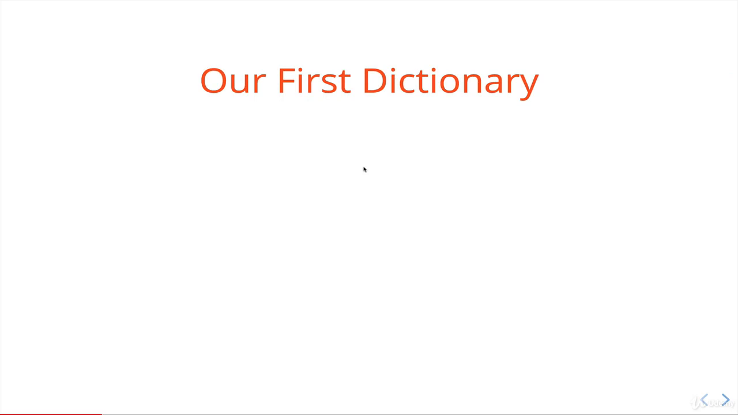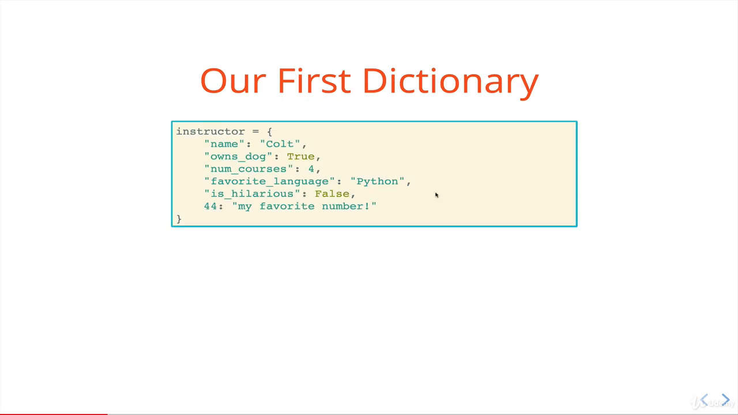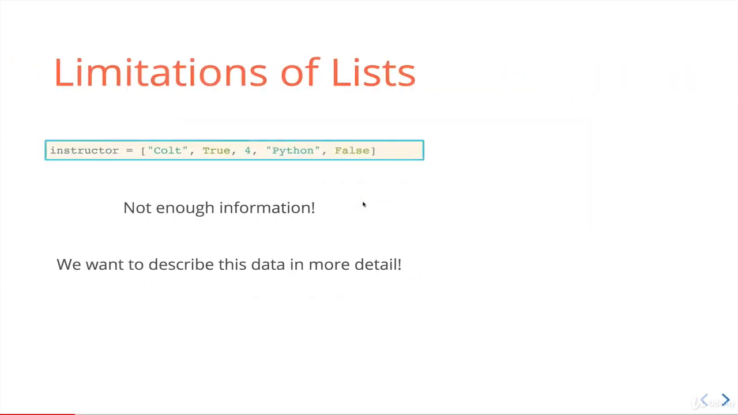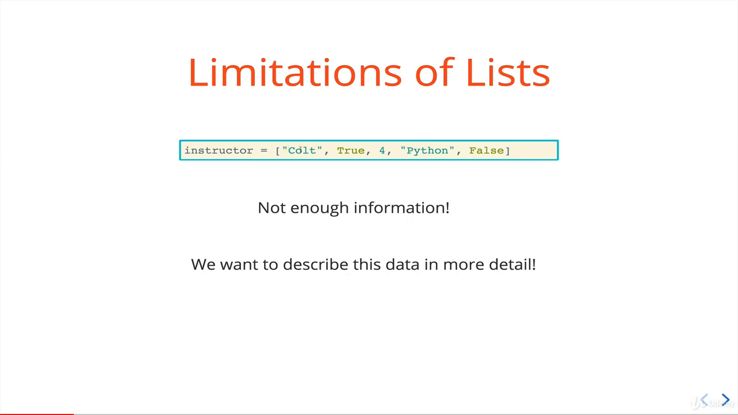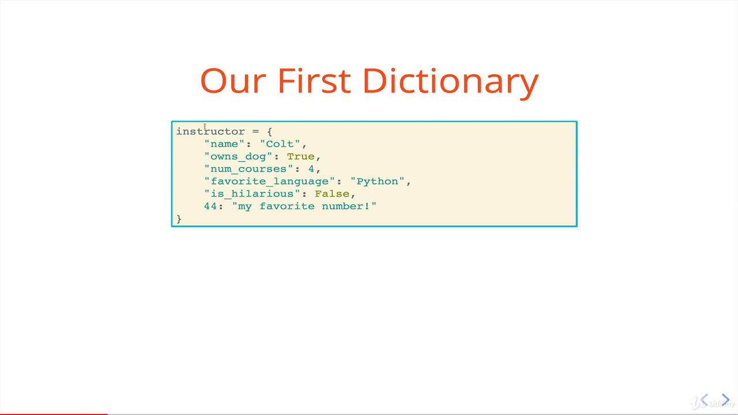Okay, it makes a lot more sense if we just look at a dictionary. So here's an example. This is all the information from this last list back here that we couldn't decode. There's strings and booleans and numbers. We didn't know what these meant. But in a dictionary, you can actually see, name was supposed to be Colt. Owns dog was supposed to, this is sad. My dog has since moved on. I should update this slide. I own a cat still. So owns cats, that's true. Number of course is 4. Favorite language is Python. Is hilarious, false, very funny. 44 is my favorite number.